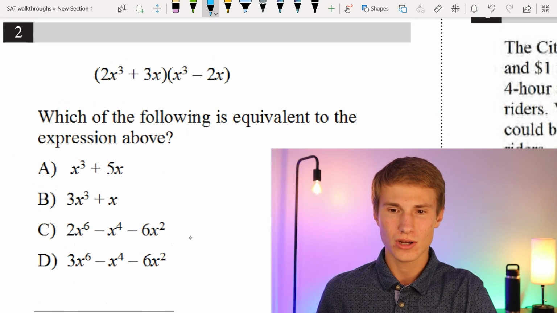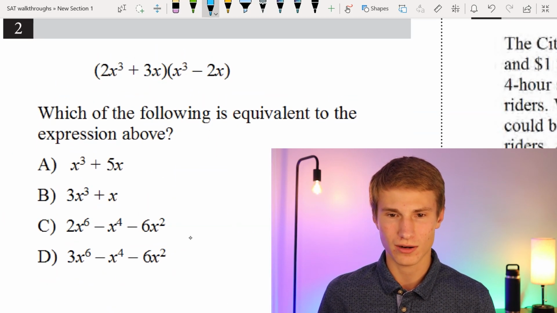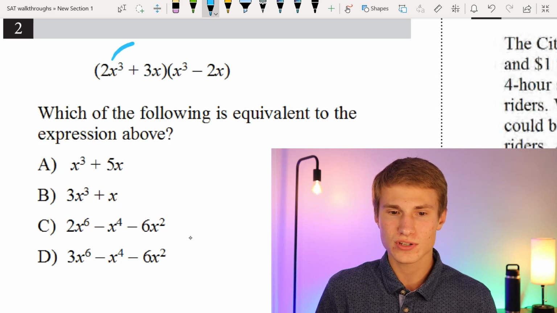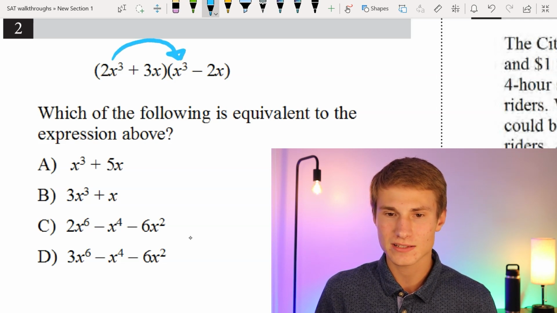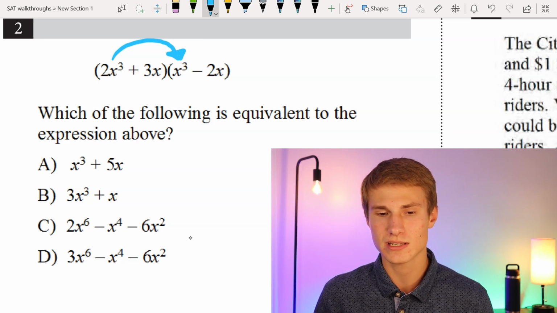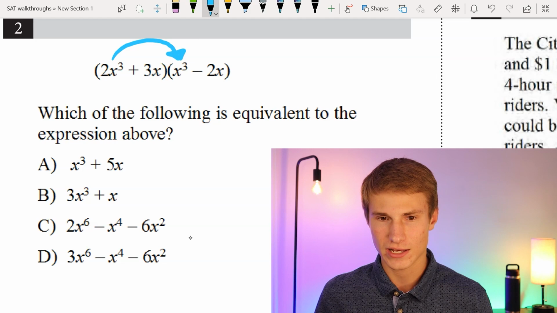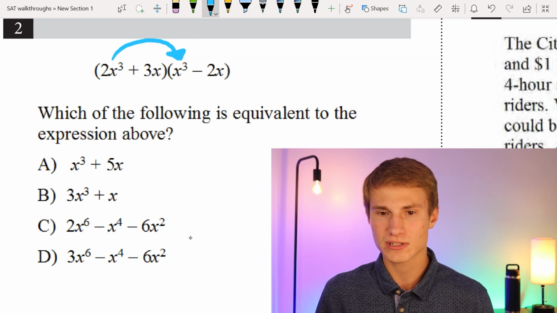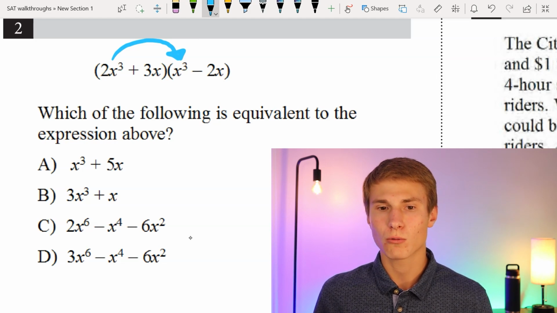Moving on to number 2 now. Which of the following is equivalent to the expression above? In this case, what we want to do is take our first term and multiply it by x to the power of 3. That's going to ultimately give us our answer because we see that that term is different in every answer choice. So 2x to the third power times x to the third power.